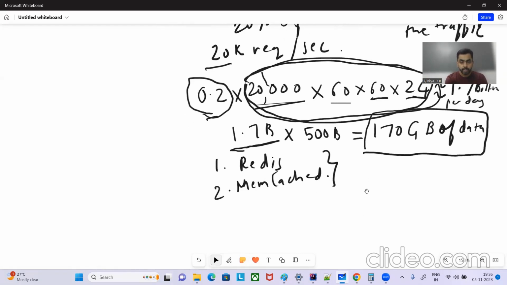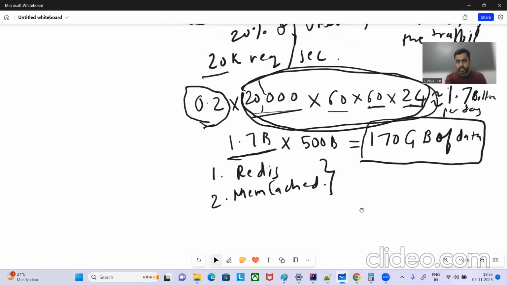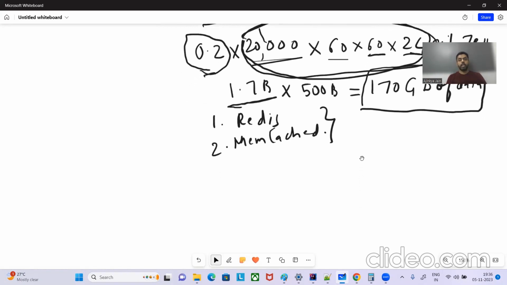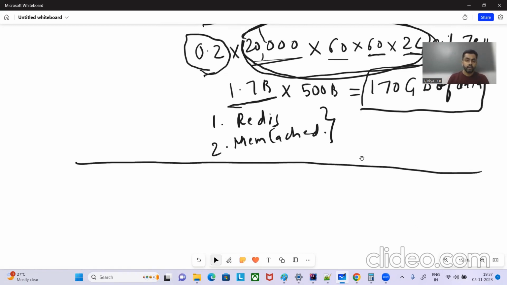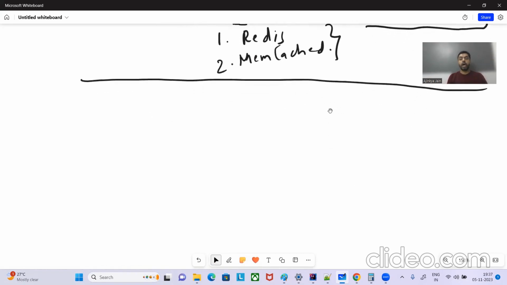So these were the scale estimations. We have seen traffic estimates, storage estimates, bandwidth estimates, and memory estimates. Since we have the requirements, functional requirements, non-functional requirements, and scale estimation, now we have all the data. What we need to do now is design the system.